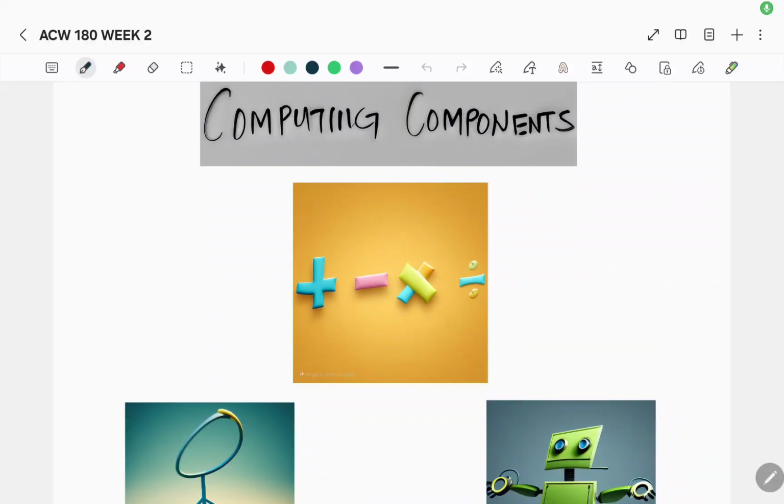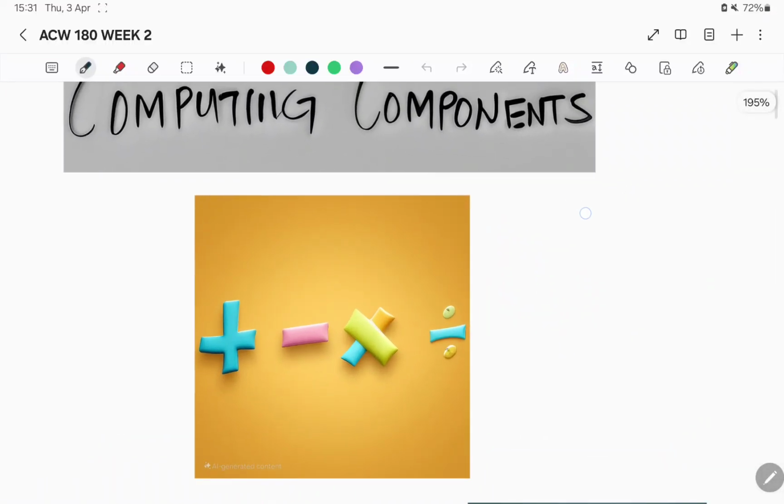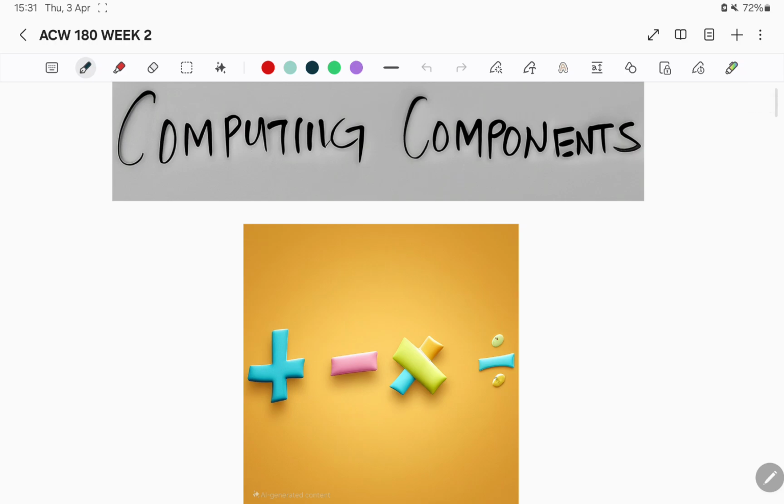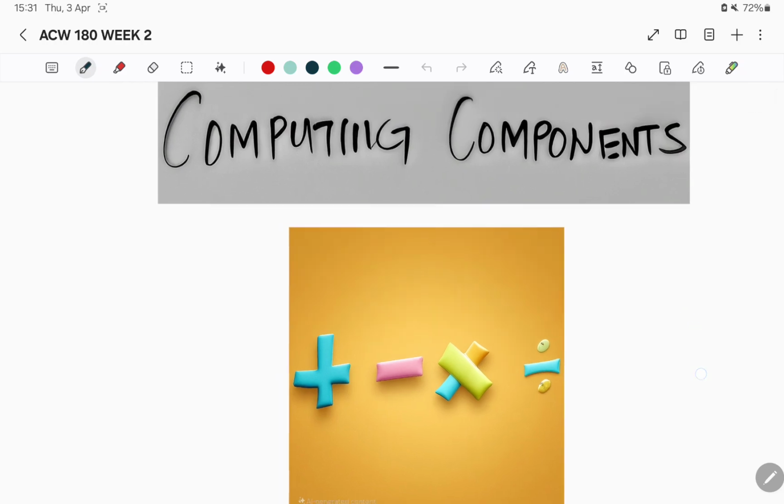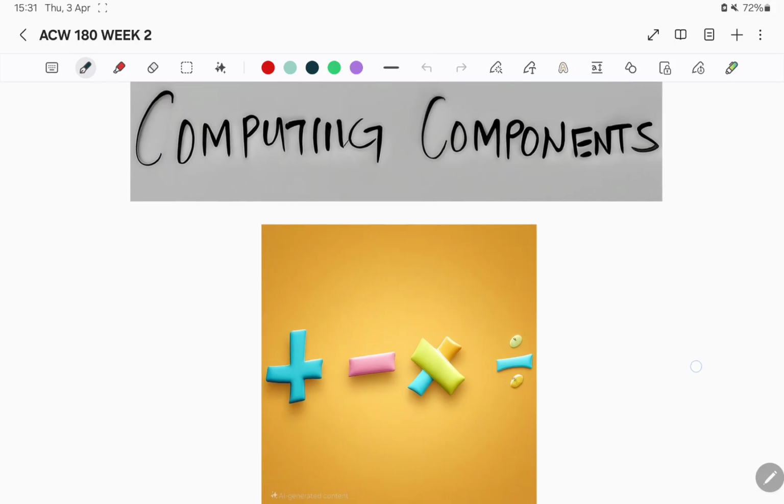Hello and welcome. Today we'll be talking about chapter 2, which is the computing components.